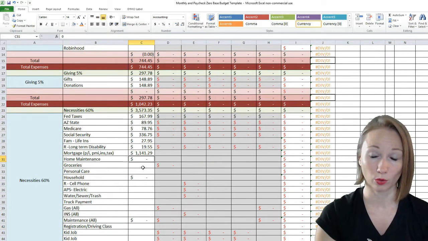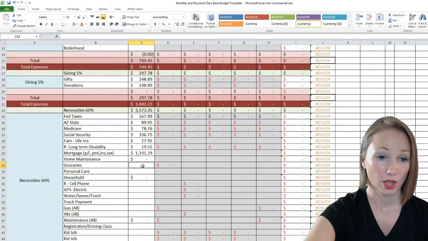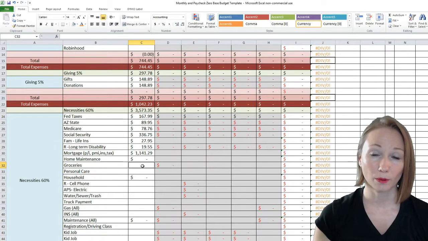Then you could go ahead and plug that in. Or maybe you just want to put some money into the savings, the sinking fund. You could enter that in. We're not going to.